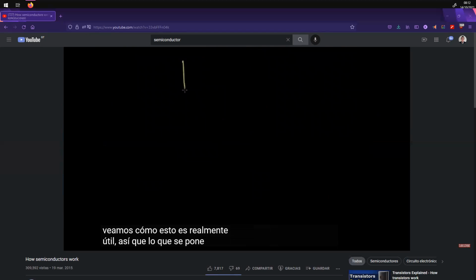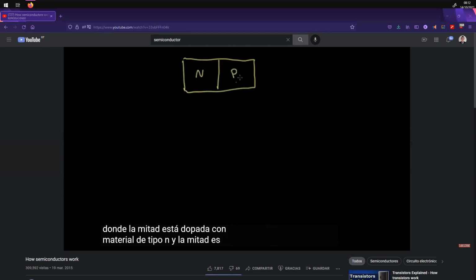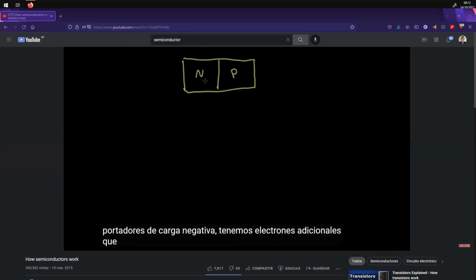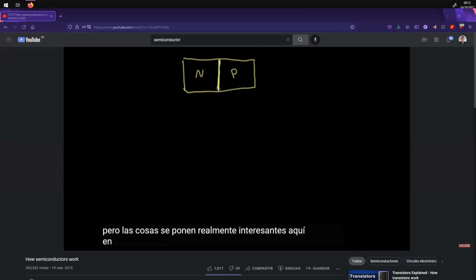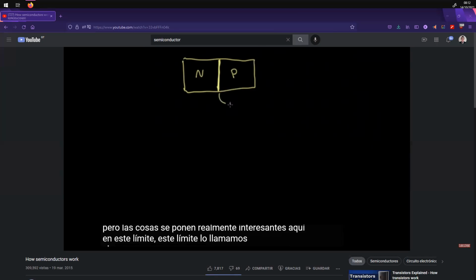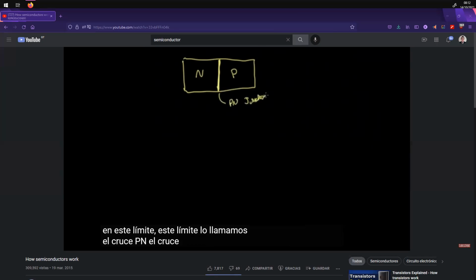Okay, so where this gets interesting is if we have a single silicon crystal, where half of it is N-type material and half of it is P-type material doped with the boron. Over here in the N-type half, we've got negative charge carriers with extra electrons that are free to wander around. And over here in the P-type half, the holes are free to wander around. But things get really interesting here at this boundary. This boundary we call the PN junction.